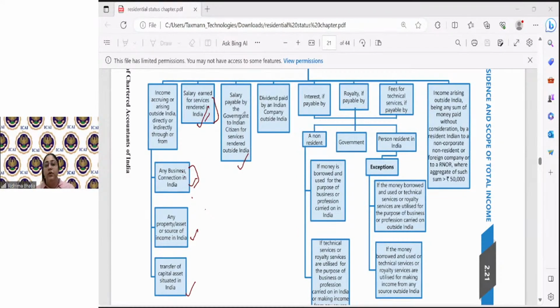Similarly, the third case is only for people who are employees of the government and are Indian citizens, and they are rendering services outside India. Even if they are rendering services outside India, since the government is paying them and they are Indian citizens, it would be taxable in India. Remember, one more section you have to remember side by side: Section 10(7), whereby allowances and perquisites earned by the diplomats are exempt.